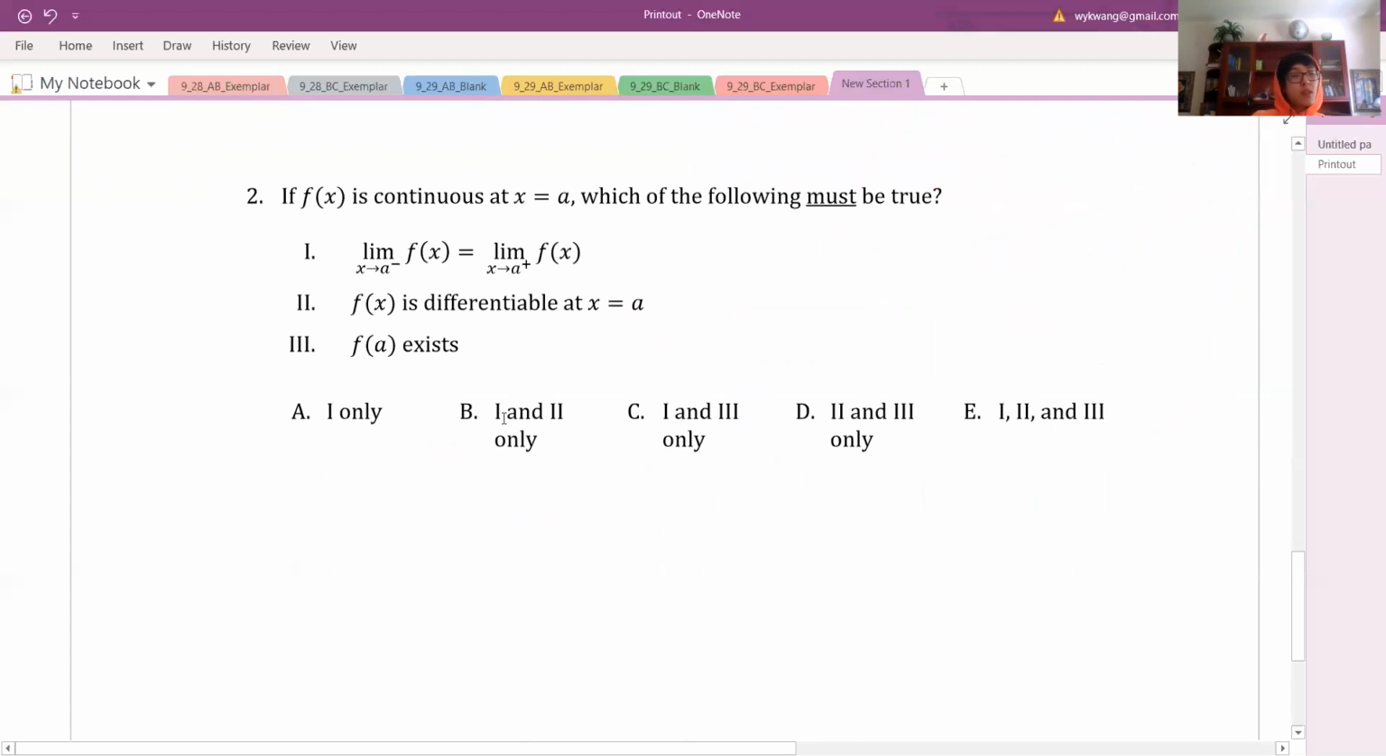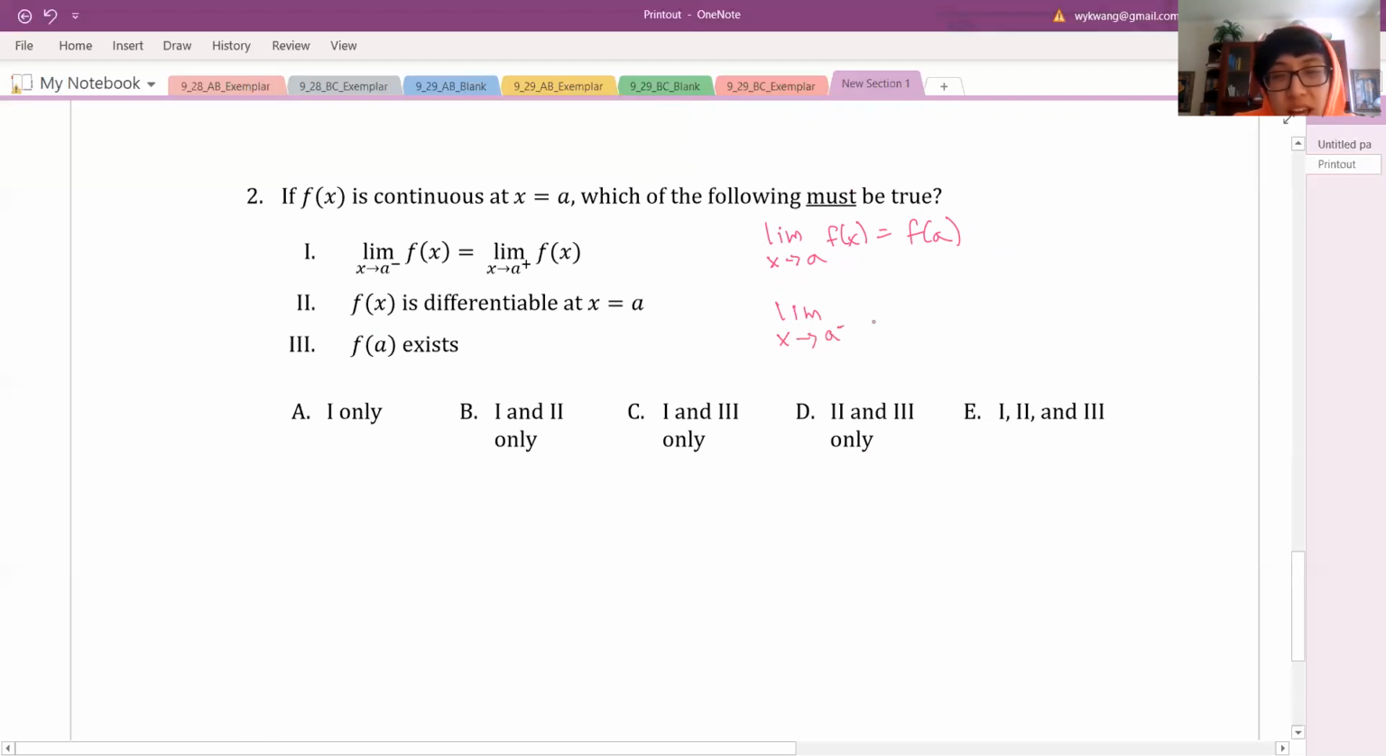Okay. This next problem is, if f of x is continuous at x equals a, which one of the following must be true? So the definition of continuity, I think it might be helpful to remember, is that the limit as x approaches a of f of x is equal to f of a. And what this is really saying is the two-sided limit, right? Remember, for the limit as x approaches a to exist, the two-sided limit also exists, and they must be equal to each other.